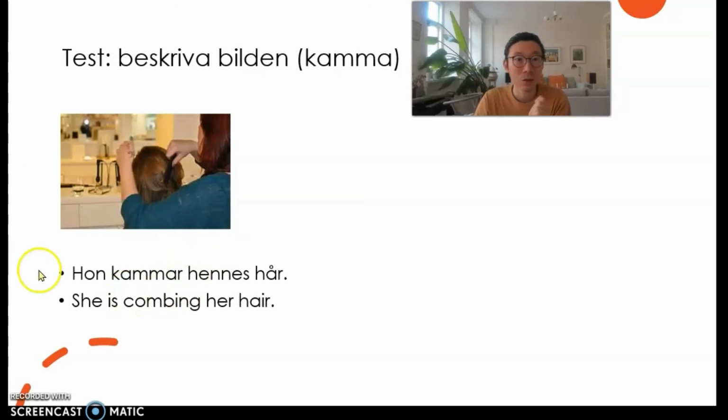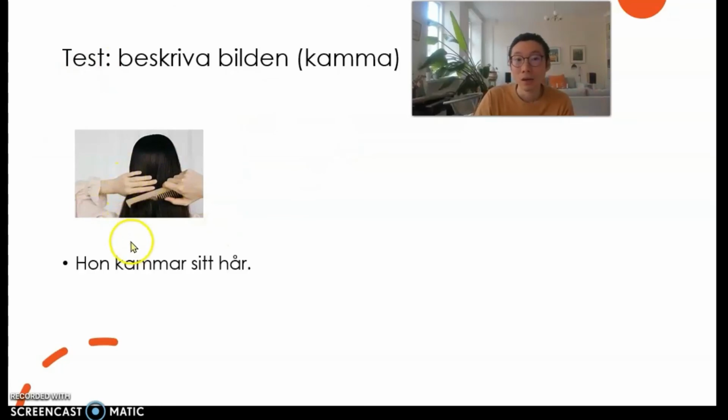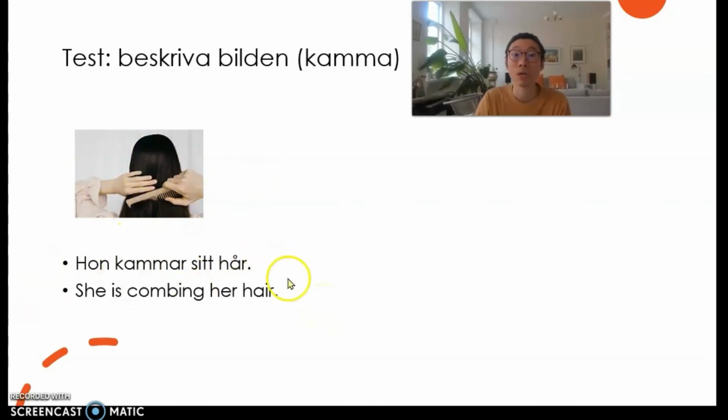So, hon kammar hennes hår. It indicates two different persons. Hon kammar sitt hår. It indicates it's the same person. It's her own hair. She is combing her hair. In English, it doesn't make any differences.